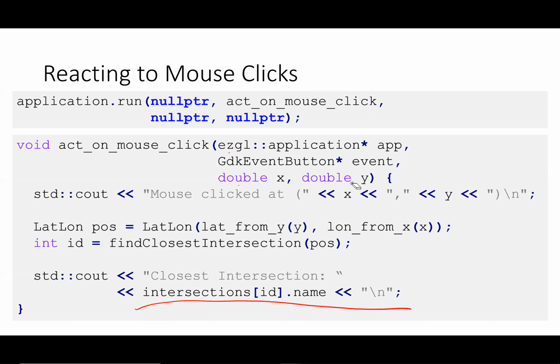So let's say I've decided I want to draw it in red. I'm currently drawing all the intersections in black. I now want to draw whatever you clicked on in red. How am I going to do that? Any ideas? Somebody's got to have an idea. What do you think? Use set color. Yeah, so we are going to use set color. And then where do you want to draw it?